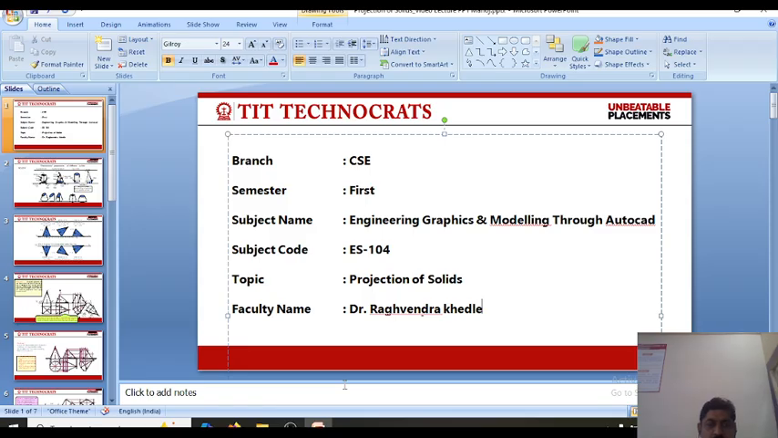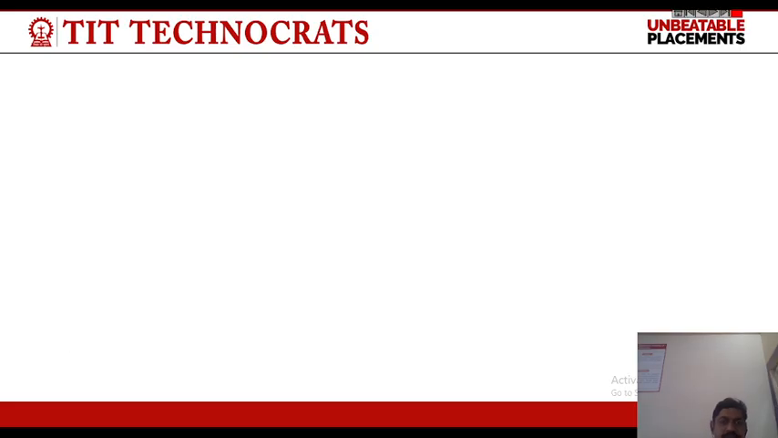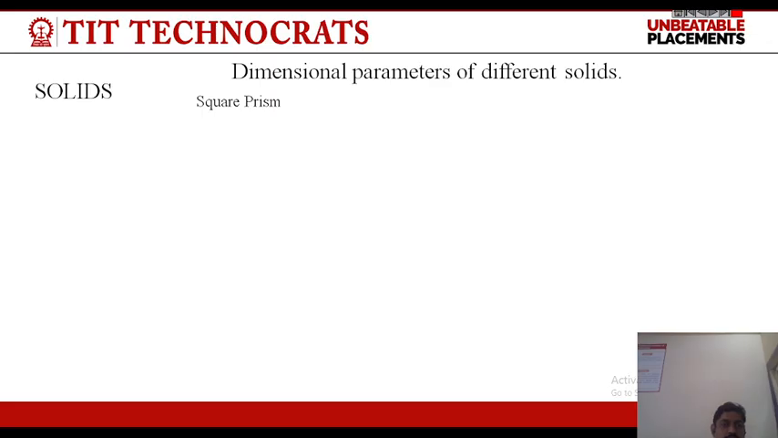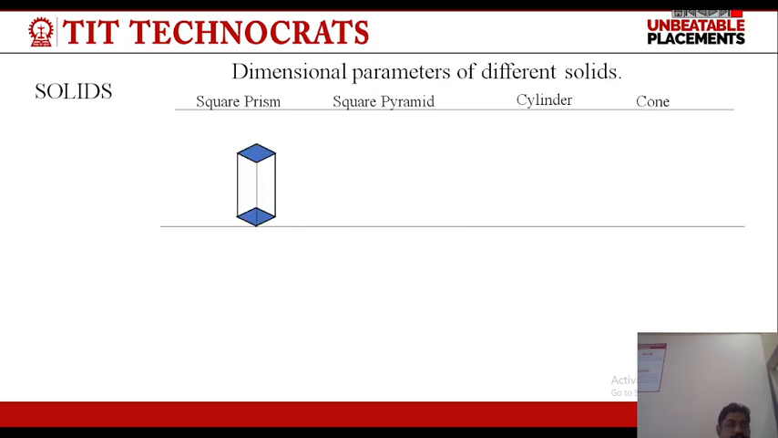The topic of this subject, engineering graphics and modeling through AutoCAD, is projection of solid. Now, what is a solid and how can you classify them? A solid has three dimensions: length, breadth, and height, or thickness of the object.